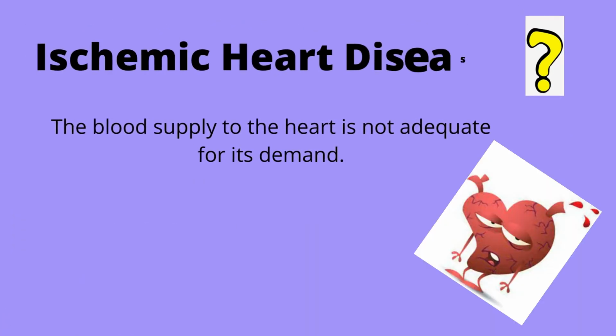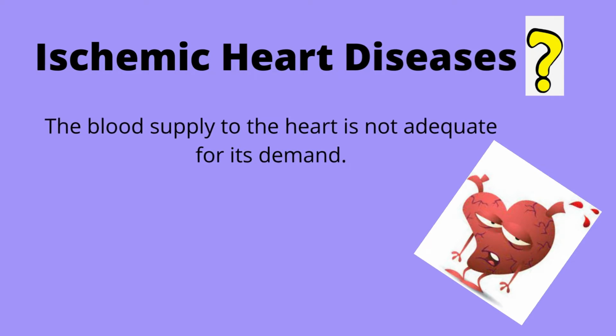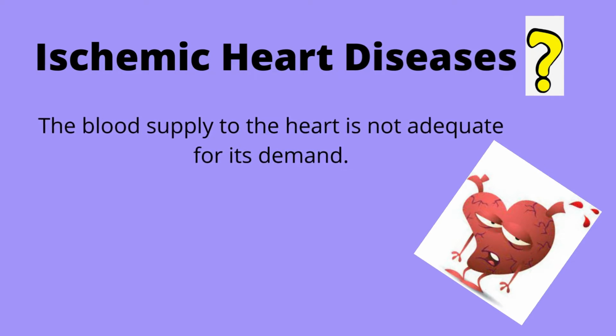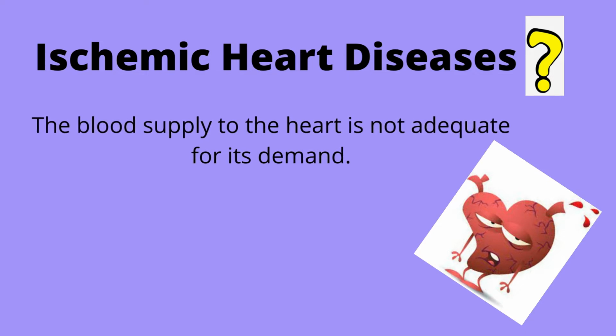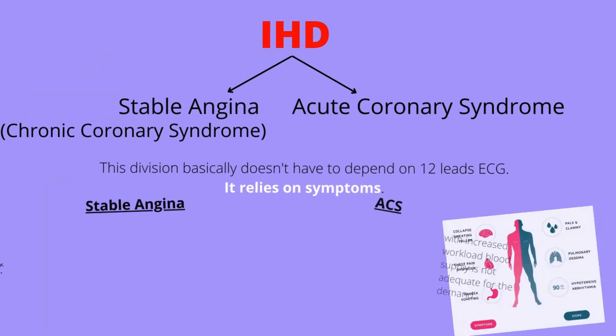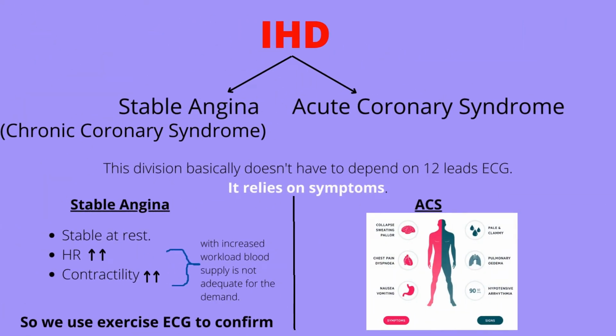What's an ischemic heart disease? It's simply that the blood supply to the heart is not adequate for its demand. Mainly, ischemic heart diseases can be divided into two: stable angina and acute coronary syndrome (ACS). We can call stable angina chronic coronary syndrome also. This division doesn't have to depend on a 12 leads ECG.